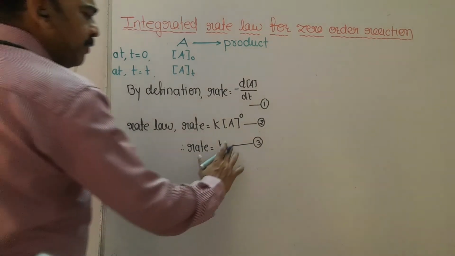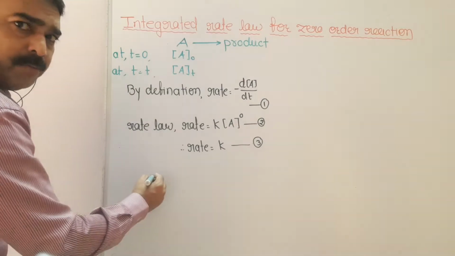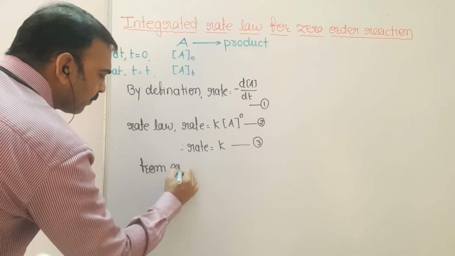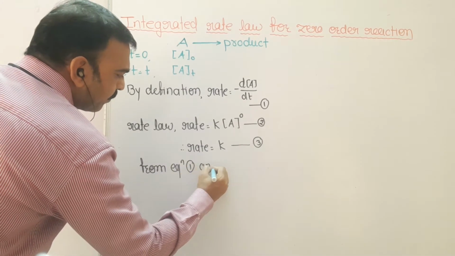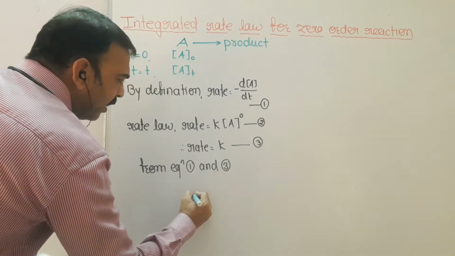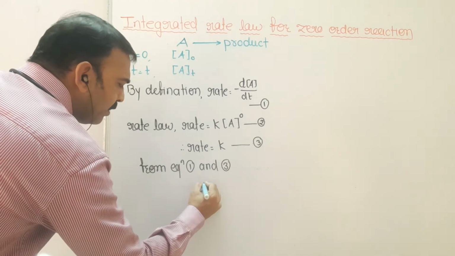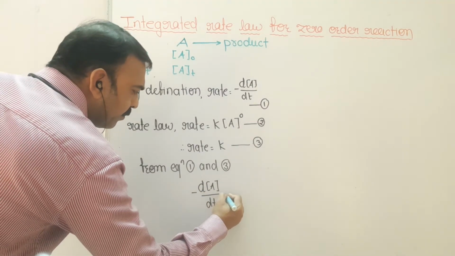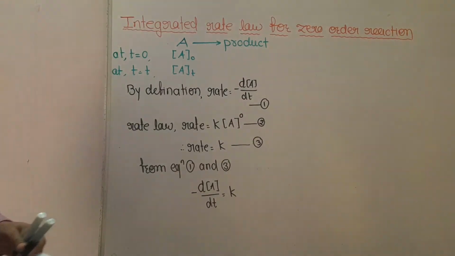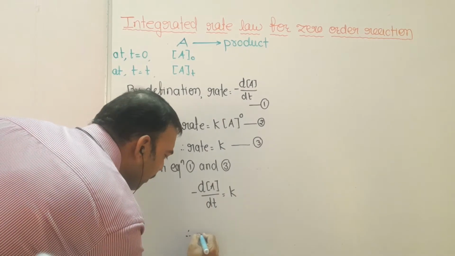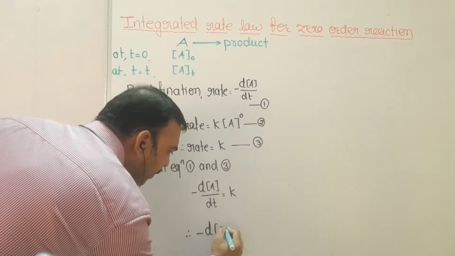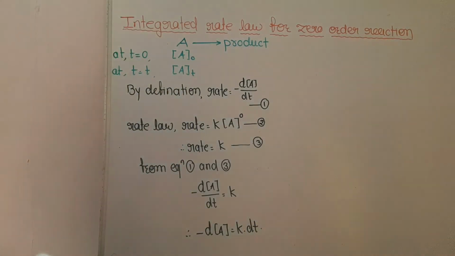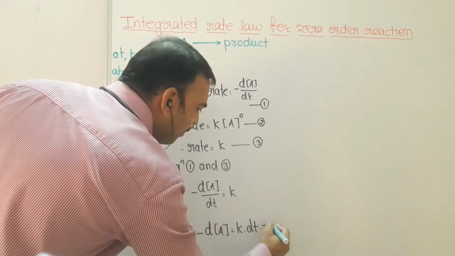Now from equation 1 and 3 we can say that minus dA upon dt equals k. Therefore minus dA equals k into dt. Let it be equation number 4.